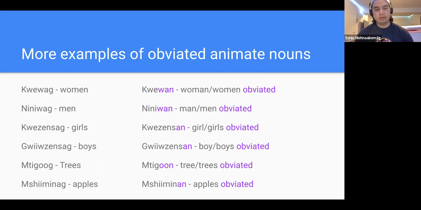But when you obviate them, it could be singular or plural. Kwewan could be talking about one woman, or you could be talking about more than one. And then all the way down. Ninwan could be saying a man, or you could be saying men. It's just the context of the story that would dictate who you're talking about or how many. Same thing with mitagun, could be one tree, could be more than one. Shimanan could be one apple, it could be more than one.